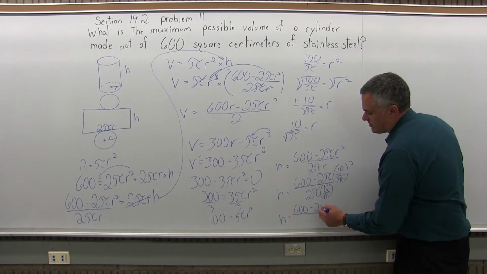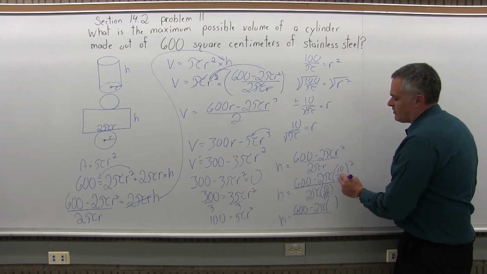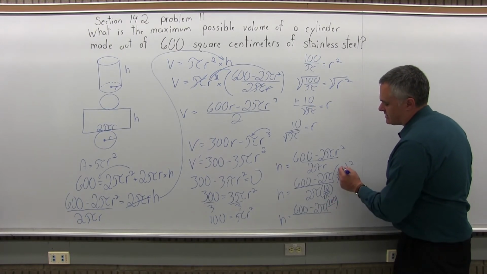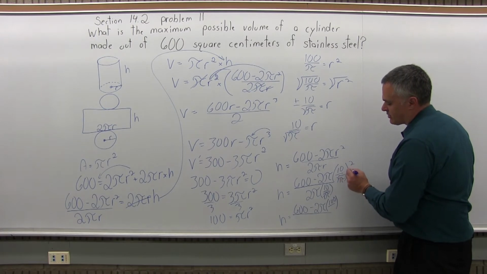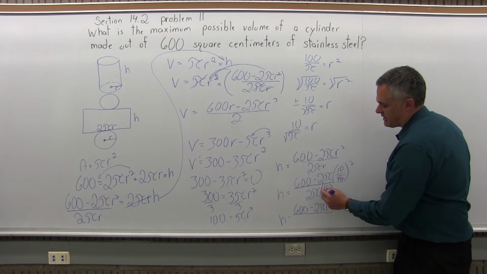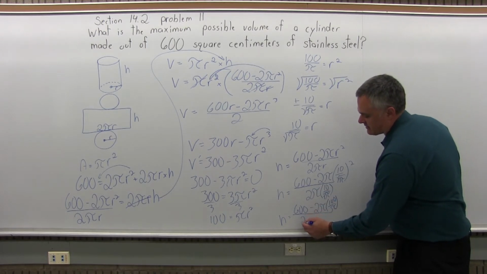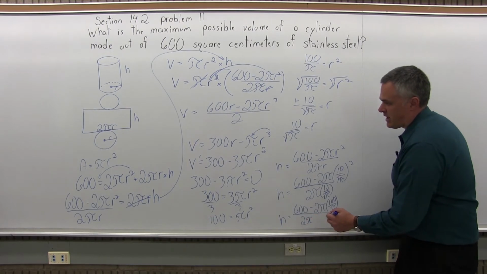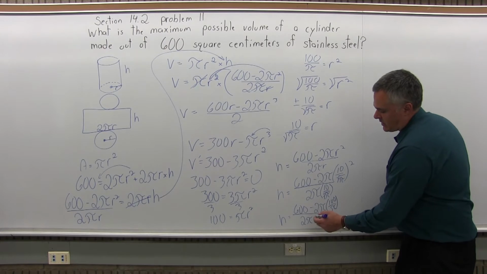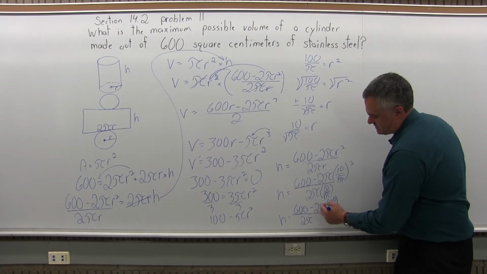I have 2 pi times 10 over square root of pi second power is going to be 100 over pi. The 10 second power, 10 times 10 is 100. The square root of pi second power, square root of pi times square root of pi is pi. And then in the denominator, don't forget I have that to deal with. So I have 2 pi times R.